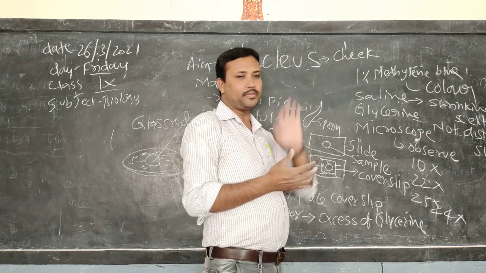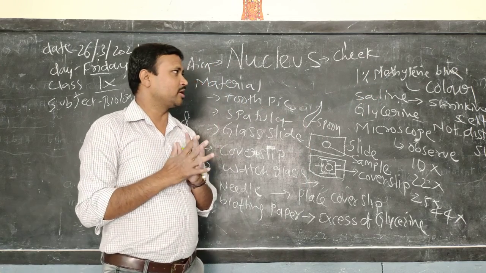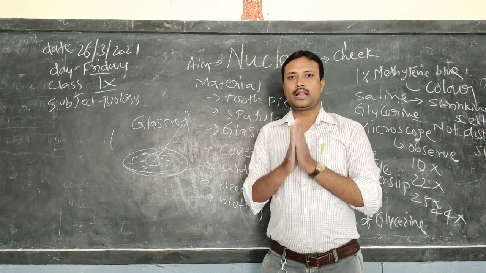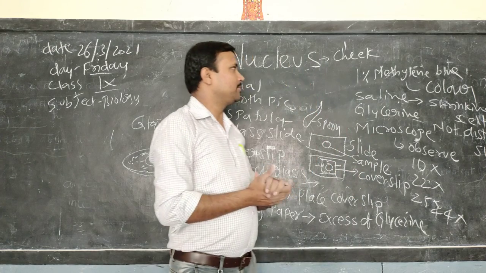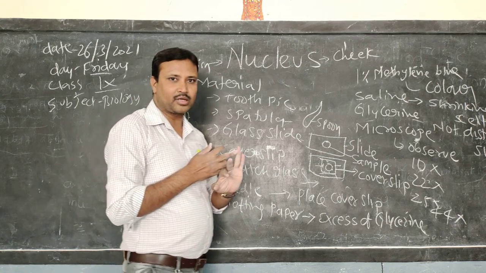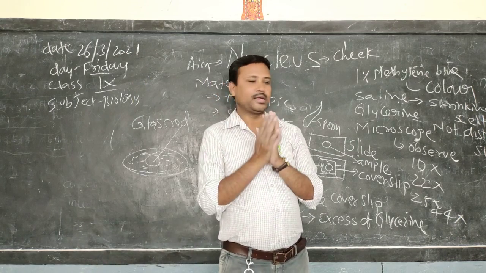Next, 1% methylene blue. So we have to take the solution of methylene blue. The only reason we use the methylene blue solution is to give color. It acts as an identification of the color and as a spotting material.